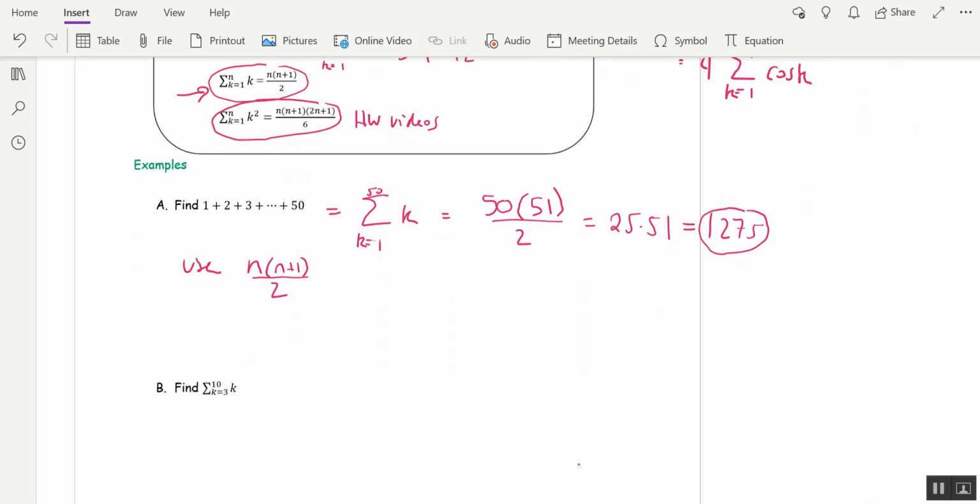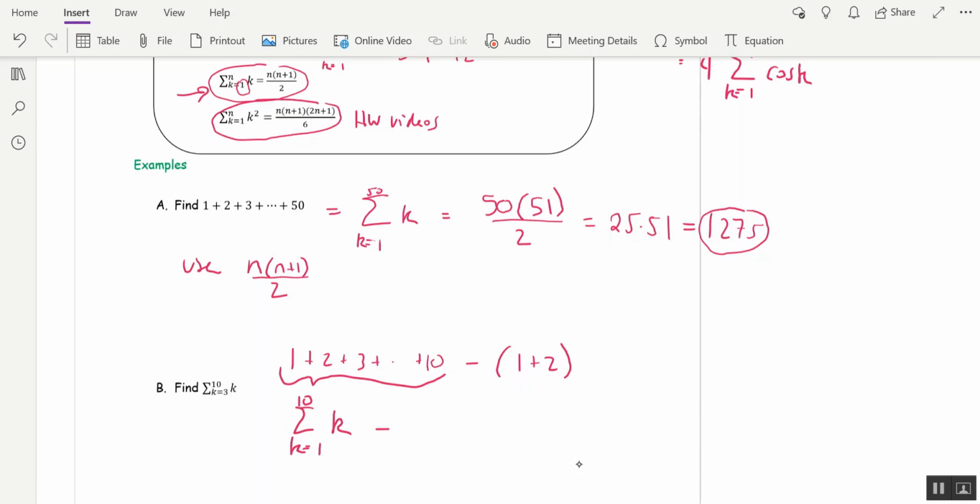Find the sum k equals 3 to 10 of k. So that's 3 plus 4 plus 5, up to 10. Well, the formula n times n plus 1 over 2 isn't going to work because that one's designed to start at 1. So what we can do is think of this as 1 plus 2 plus 3 up to 10, minus 1 plus 2. So this, in closed form, is the sum, k equals 1 to 10 of k. And then for this, we can just subtract 3.